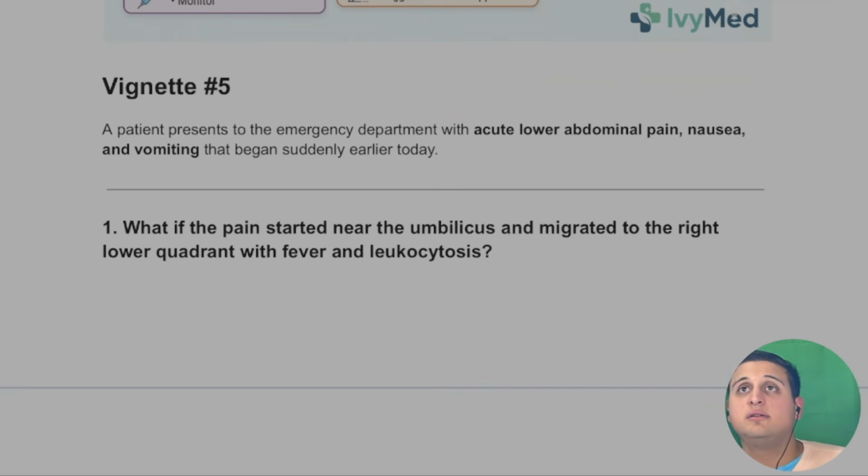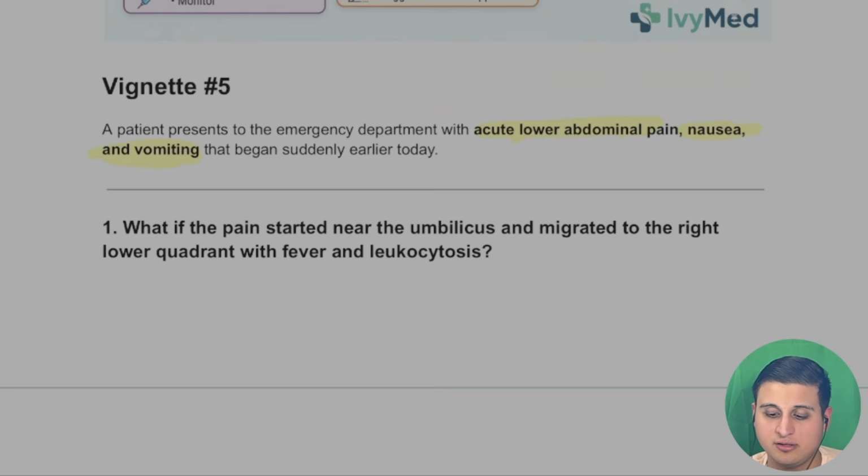So moving on to this next vignette, we're going to have someone who comes into the emergency department with acute lower abdominal pain. So another section of abdominal pain, right? Because abdominal pain is so non-specific if someone just says they have abdominal pain. But now with that abdominal pain, they also have nausea and vomiting. Oh, well, great. Also non-specific symptoms, right? A lot of things could be going wrong.